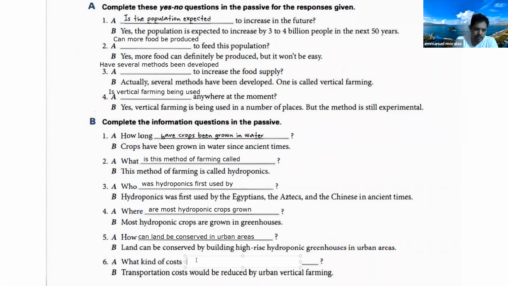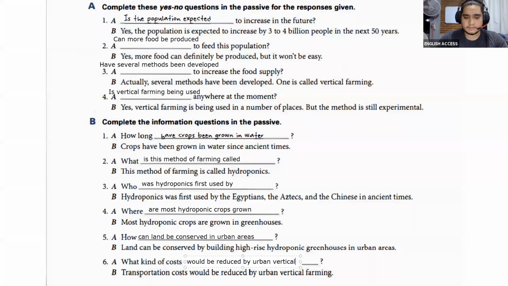What kind of cost will be reduced? And urban farming. Perfect. Very good. What kind of costs would be reduced by urban vertical farming? Perfect. Brilliant. All right, so time is over.